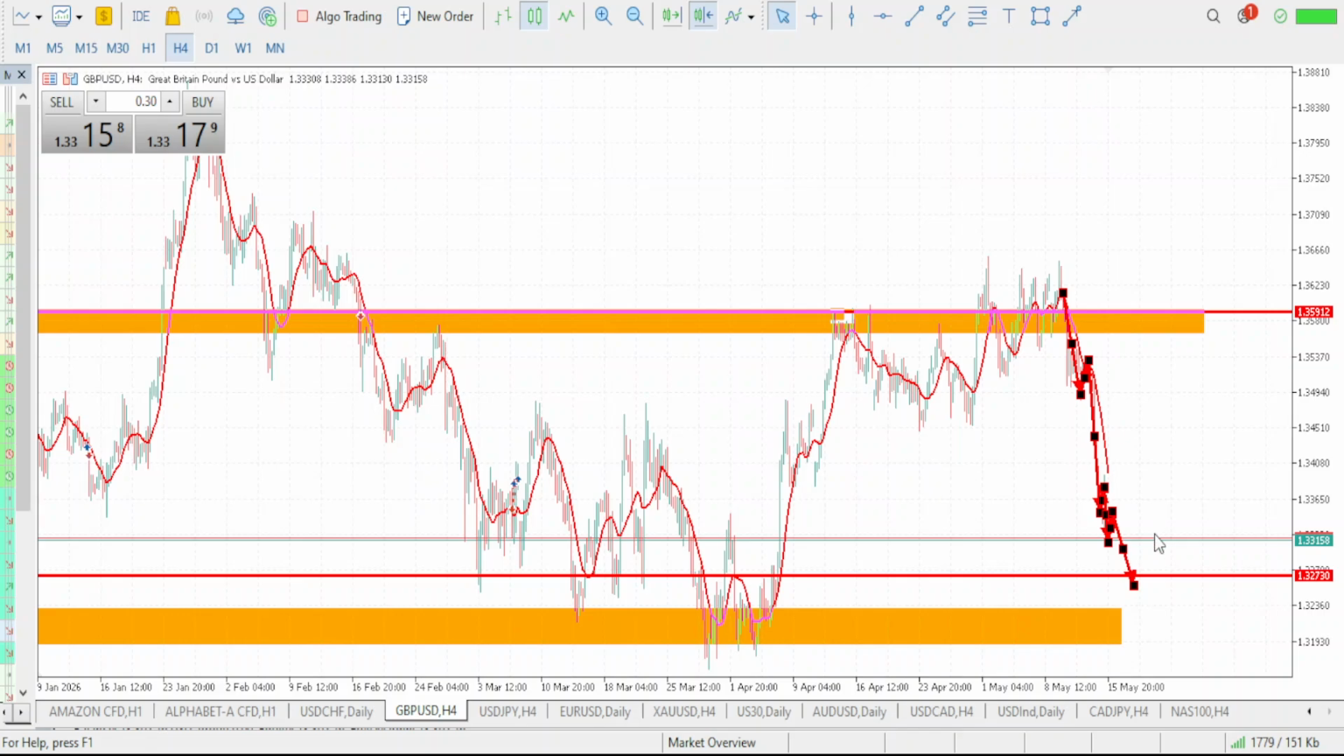So guys, anticipate a bearish move on GBPUSD. More updates on this will be covered for you guys.